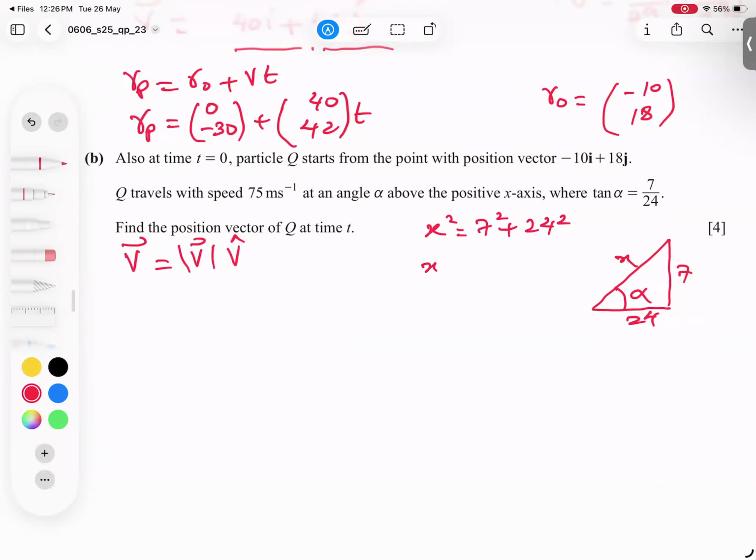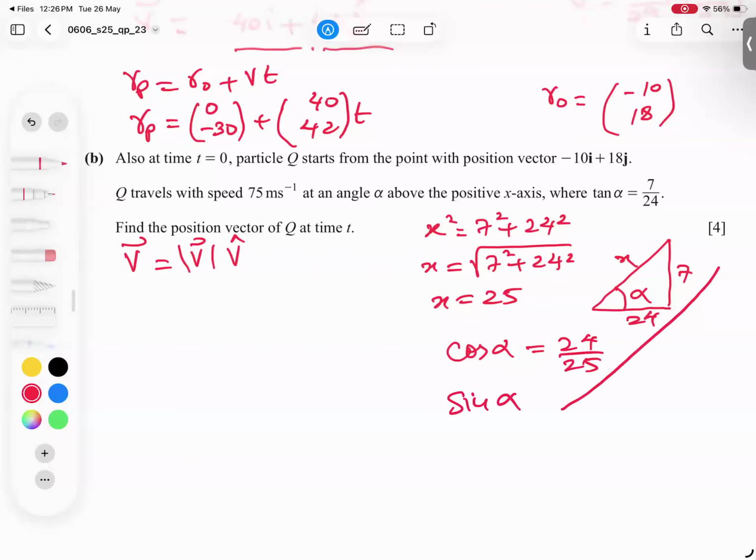So if I find it, this becomes what? By using Pythagoras theorem, if I use the root of this, it is giving us 25. So now 25, we have it. Okay. If I say what is cos alpha? Cos alpha is adjacent by hypotenuse. And what is sine alpha? Opposite by hypotenuse.